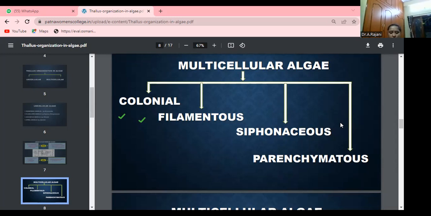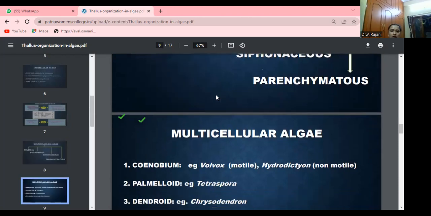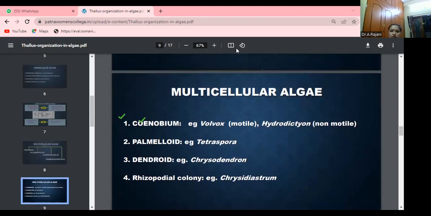Unicellular algae, and in unicellular only two we can study, motile and non-motile. That's it. The second, multicellular algae, you can read as the four: colonial forms, second the filamentous forms, third the siphonaceous forms, and fourth the parenchymatous forms. First, I'll explain the multicellular. One second.